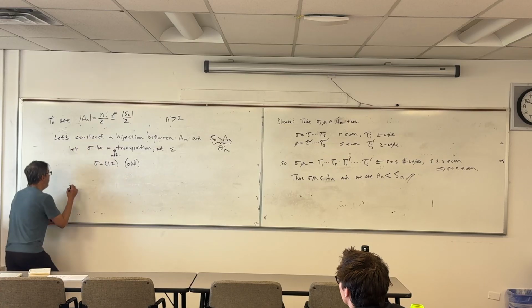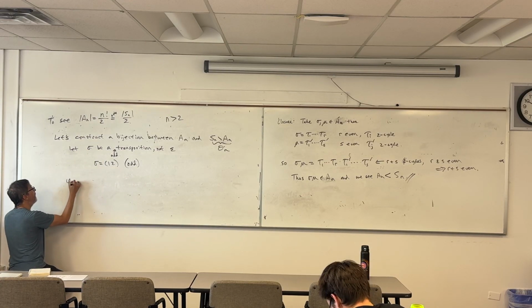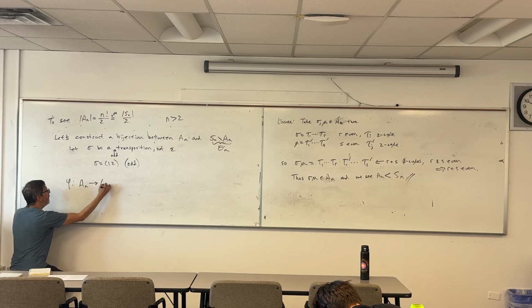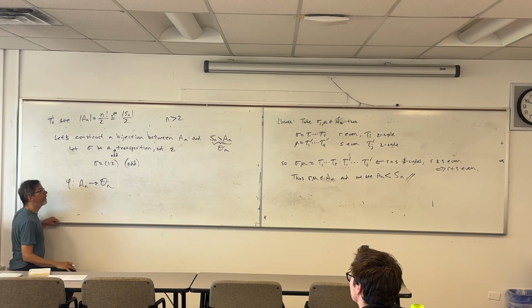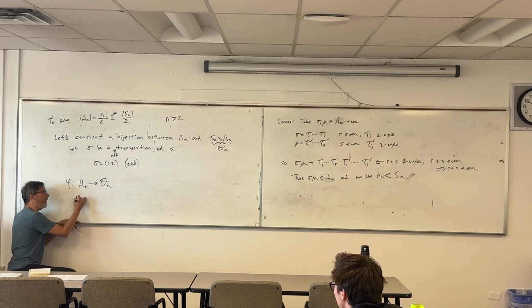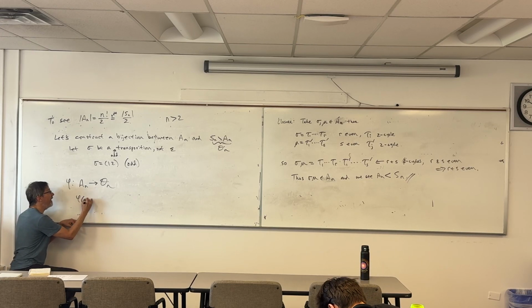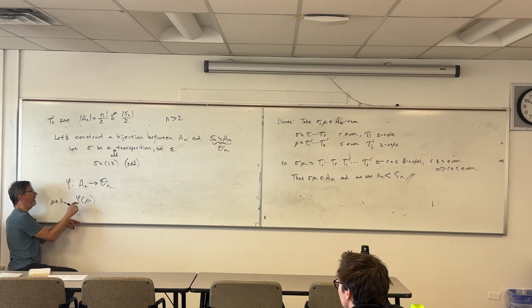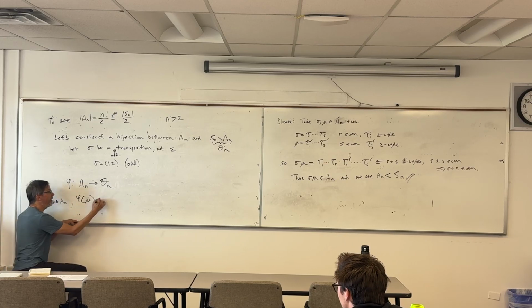And I'm going to define this map phi that goes from the evens to the odds. This is going to be a 1-to-1 and onto map, and it's simple the way I'm going to define it. You take a mu from A sub n, so mu is an element of A sub n, and define phi of mu to be sigma mu.